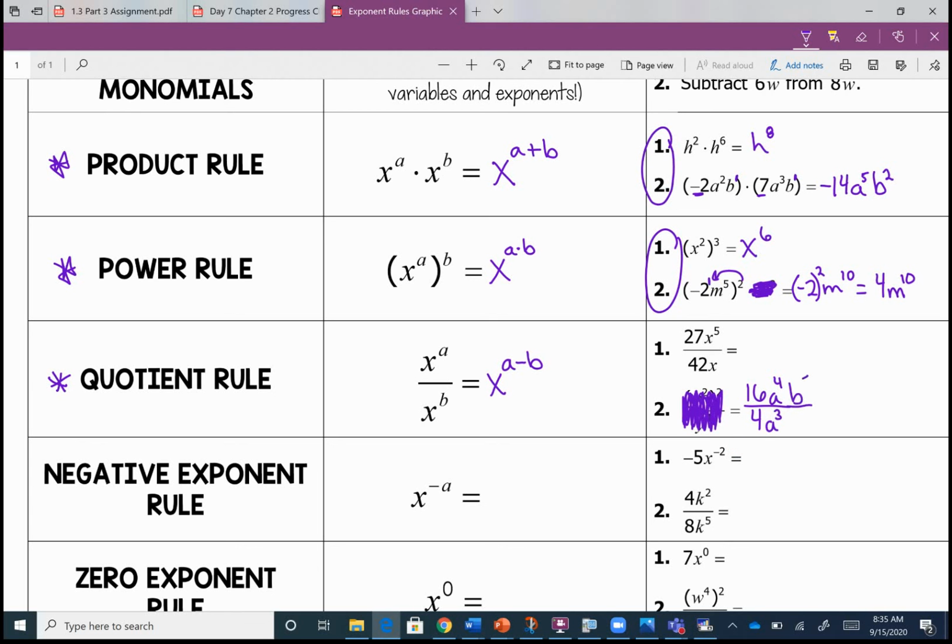There we go. Please change your question 2 to match mine. I've decided I don't like question number 2 very much that I had on there. So please make your question 2 match mine and go ahead and try those 2 out.